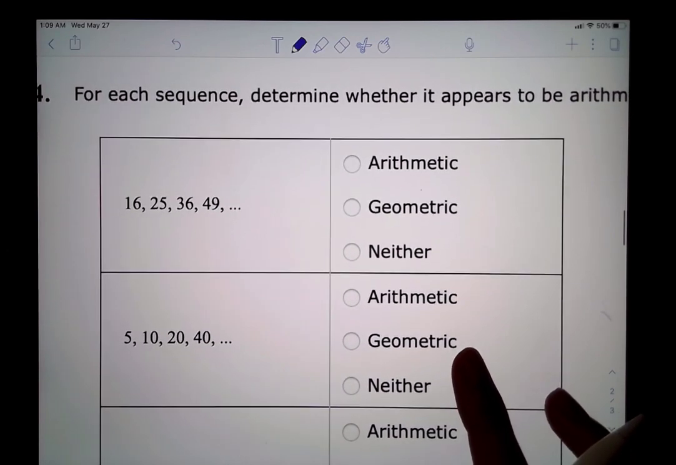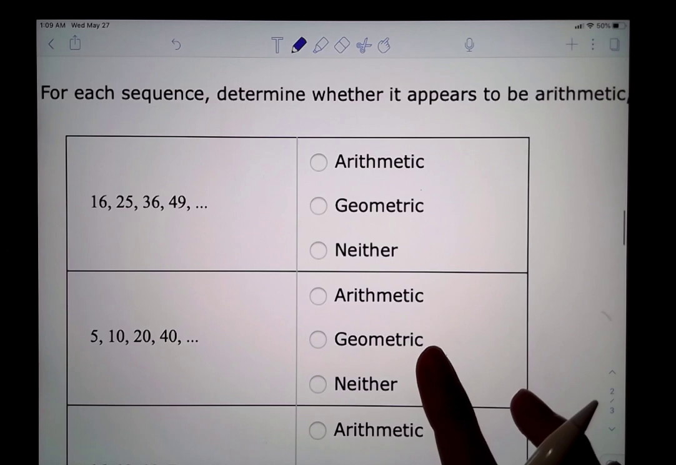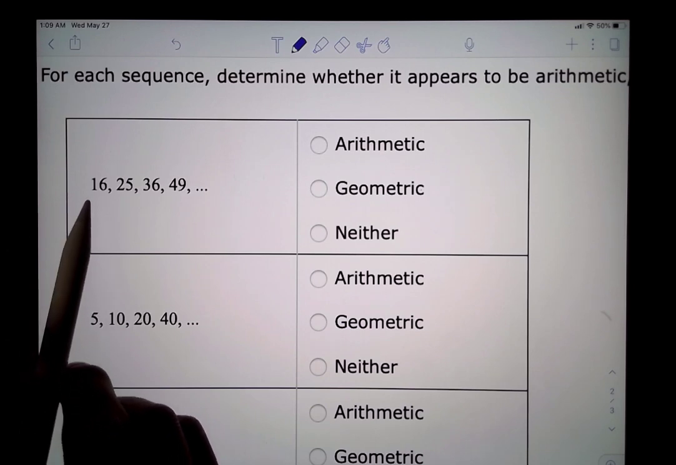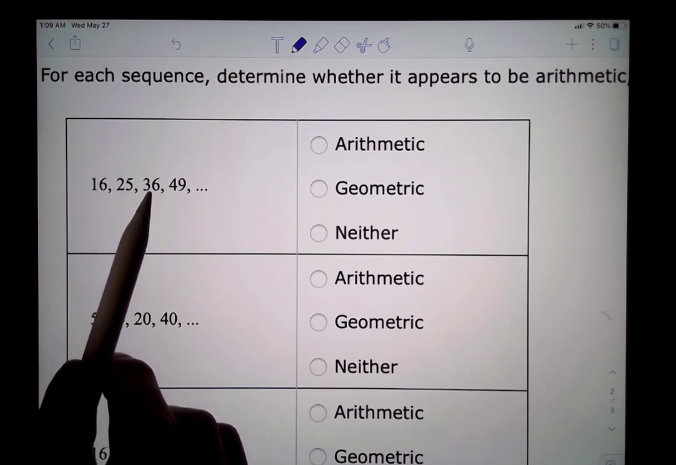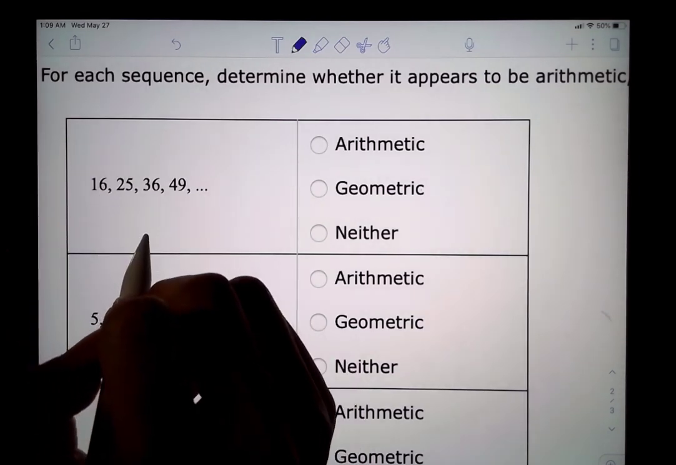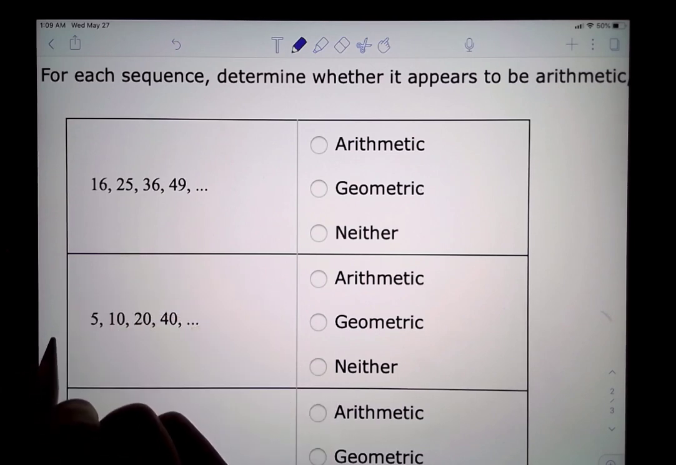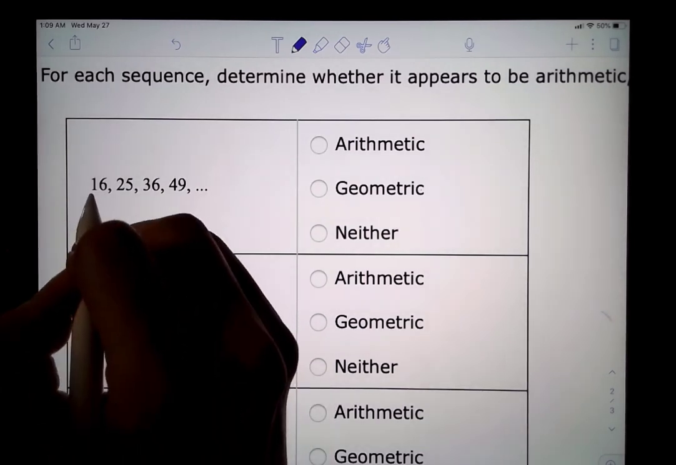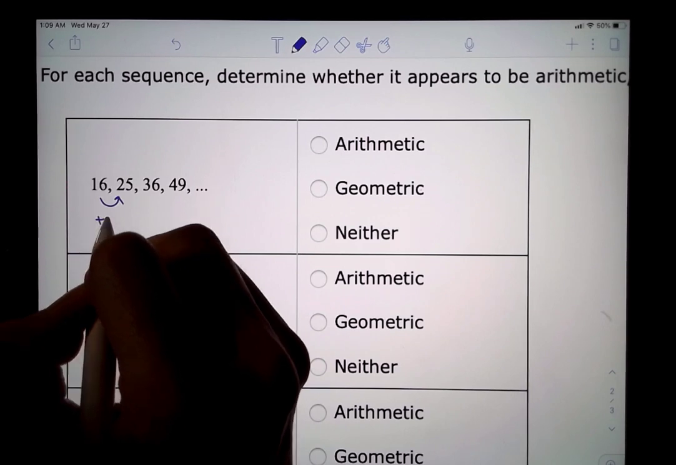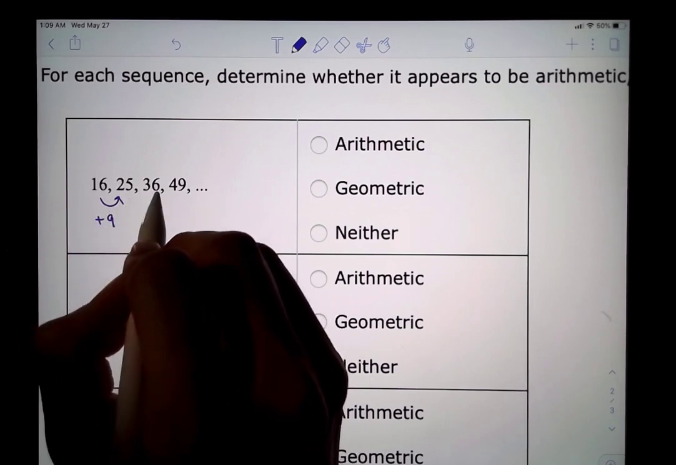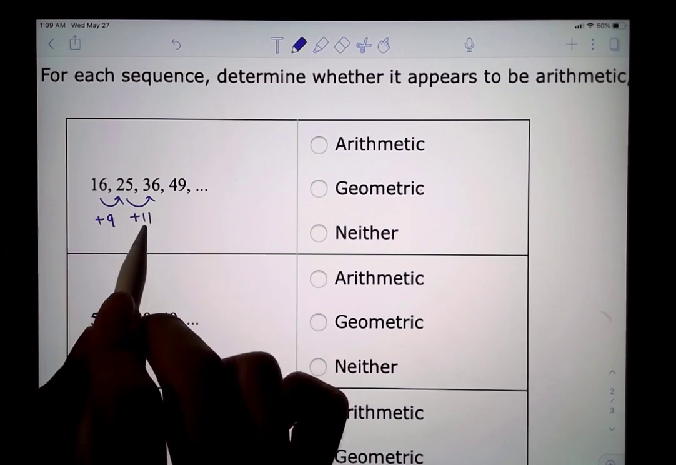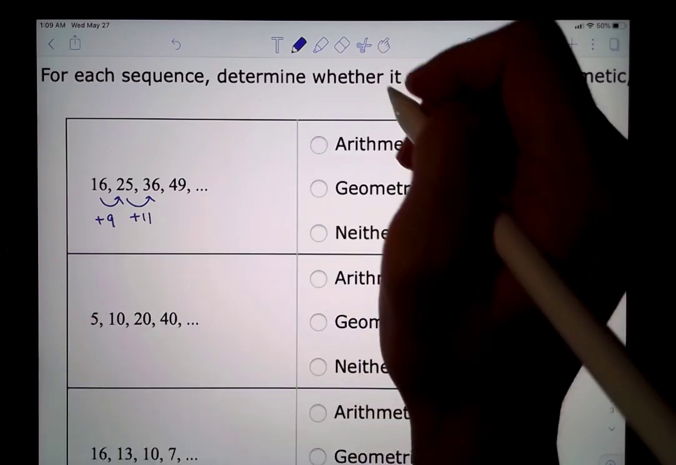And next, you're just identifying arithmetic or geometric or neither. So look at this, guys. 16, 25, 36, 49. When you look at the numbers, that is not adding the same number. Because 16 to 25, if you're thinking addition or subtraction, that's plus 9. But when you look at 25 and 36, that's plus 11. You're supposed to get exactly the same difference, but it is not. So this is not arithmetic.